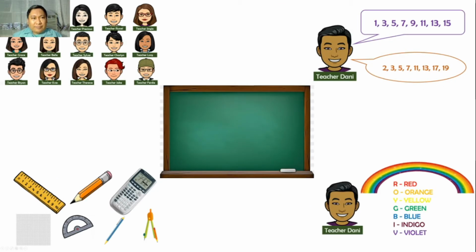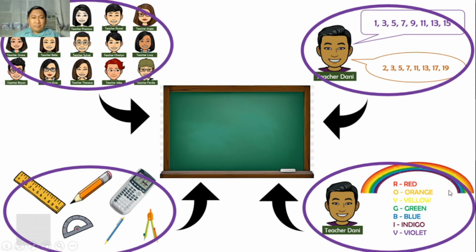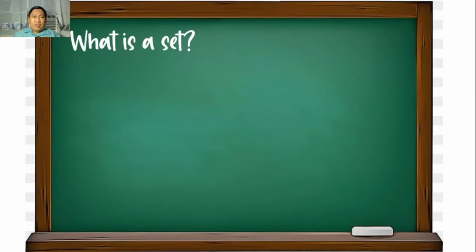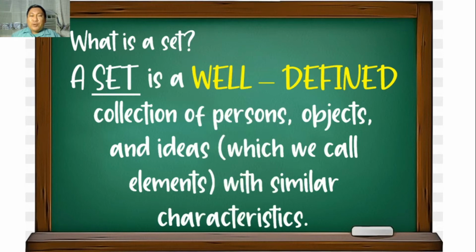Now all of these, the group of teachers, these groups of numbers, these collection of math materials, and the group of the colors of a rainbow are what we call sets. And that is our lesson for today, sets. What is a set? When we say set, it is a well-defined collection of persons, objects, and ideas which we call elements with similar characteristics.